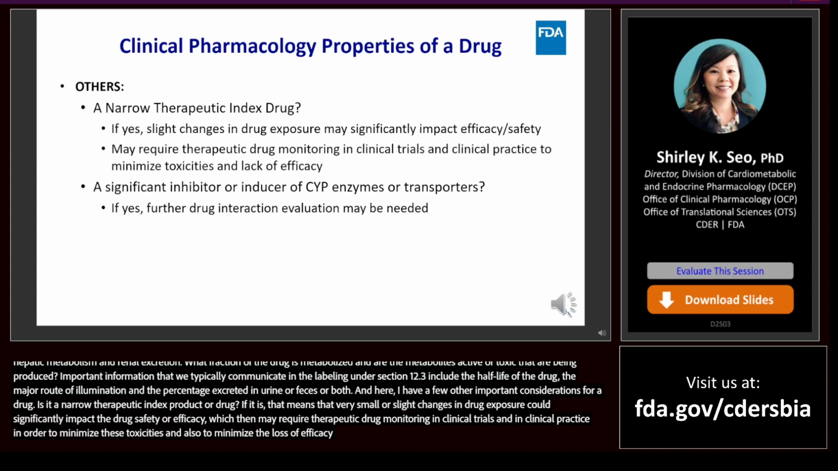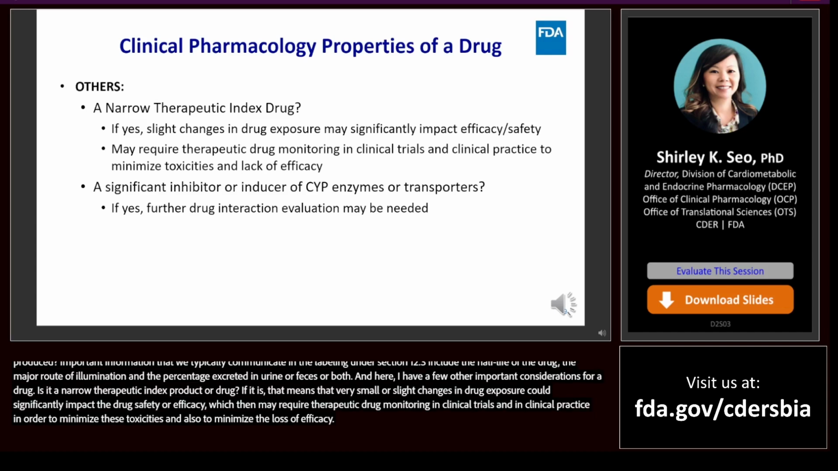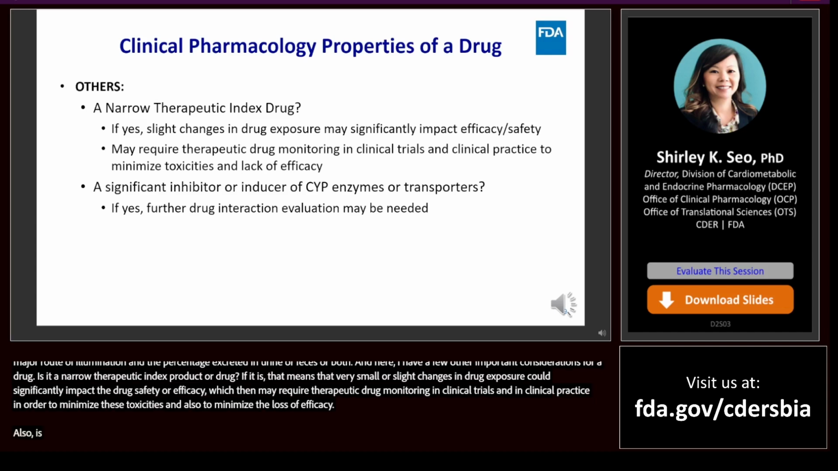Also, is this drug a significant inhibitor or inducer of either cytochrome P450 enzymes or transporters? If so, this drug may need to be evaluated in further drug interaction studies.